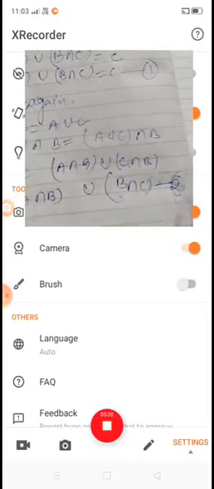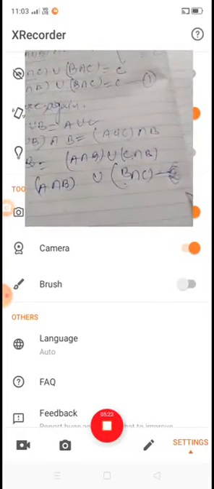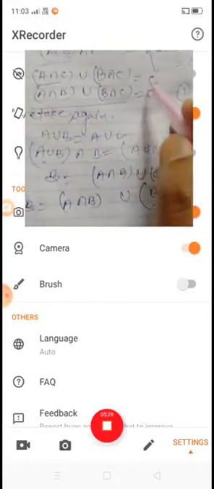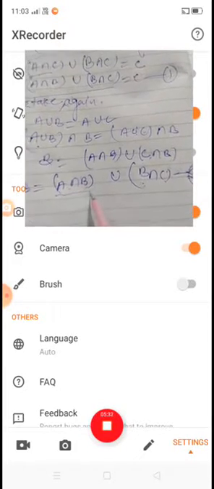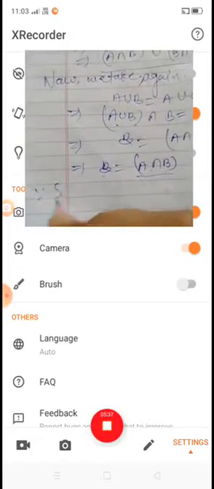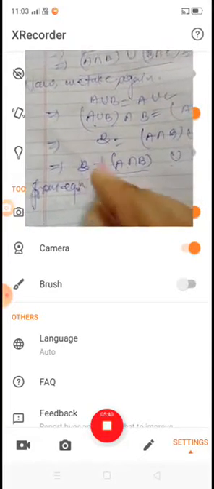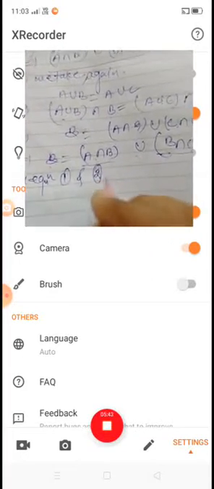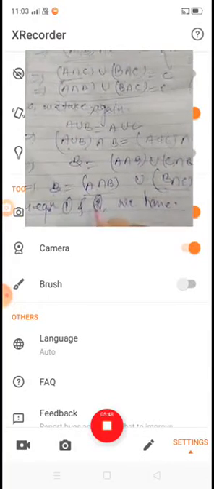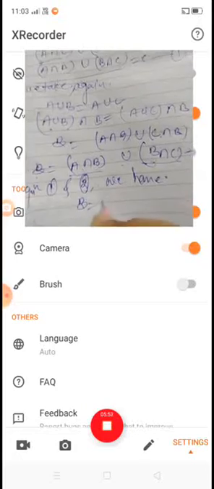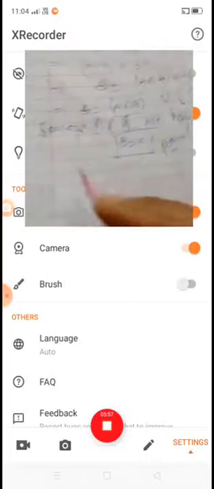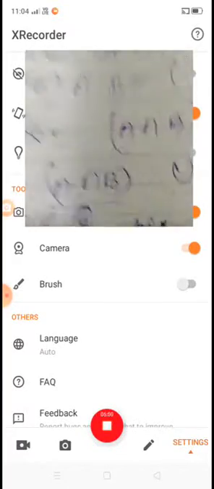Take this as equation number 2. Now using equations 1 and 2, we observe that A intersection B union B intersection C is equal to C, and also A intersection B union B intersection C is equal to B. So from equations 1 and 2, we have B is equal to C. Hence proved.